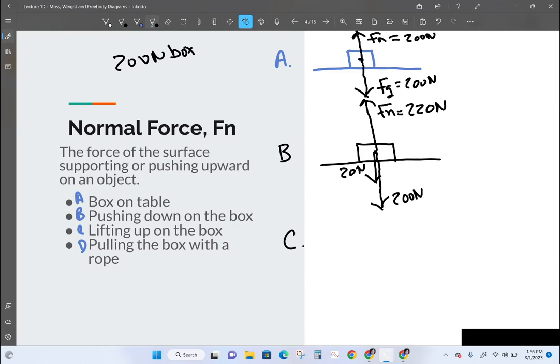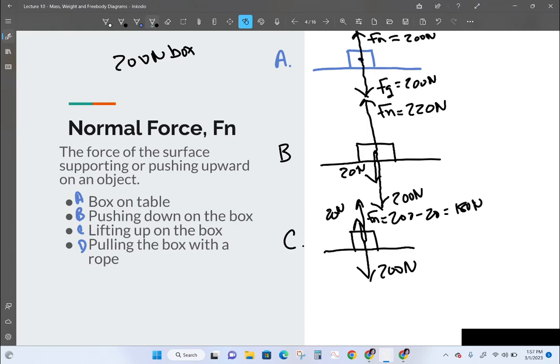If instead I pulled up on the box with 20 newtons, the weight of it is still 200 newtons. But what does the floor have to support? Well, you're already supporting 20 newtons of the 200, so the floor has to support 200 minus 20, or 180 newtons. So the normal force is not always equal to the weight. You have to take into account the situation.